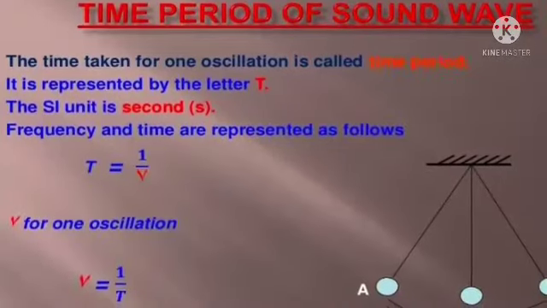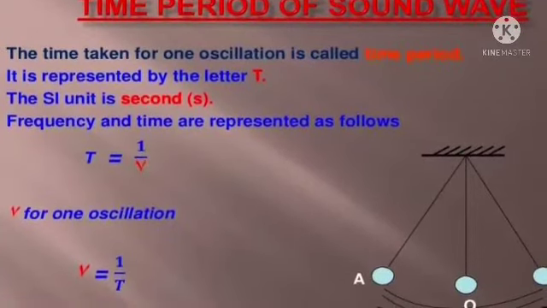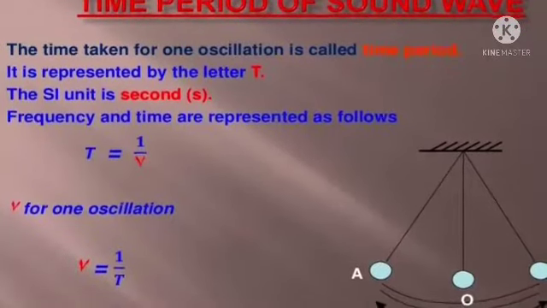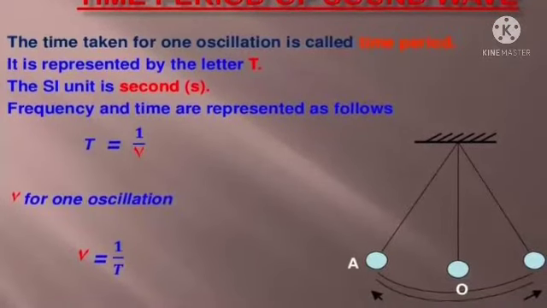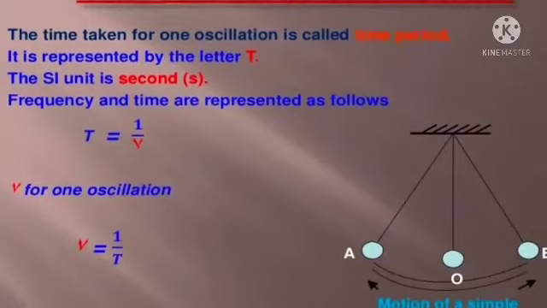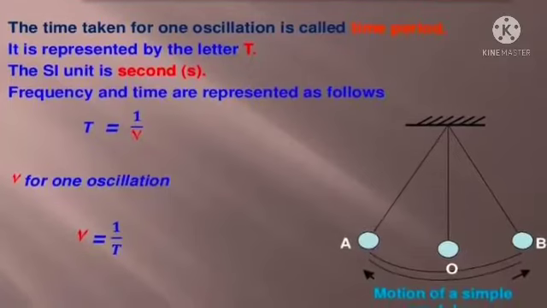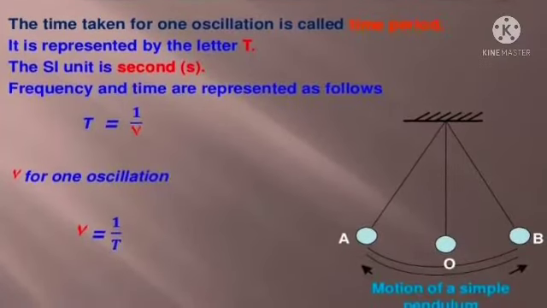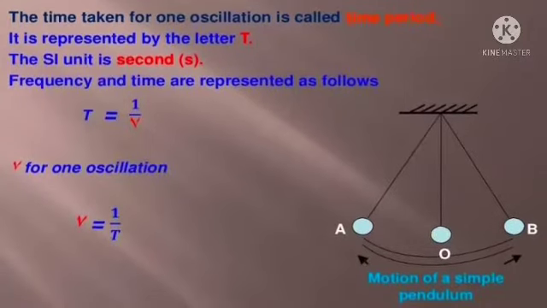Time period of sound wave. The time taken for one oscillation is called the time period. It is represented by the letter T. The SI unit is second. Frequency and time period are related as follows: T is equal to 1 upon nu, and nu for one oscillation is equal to 1 upon T.